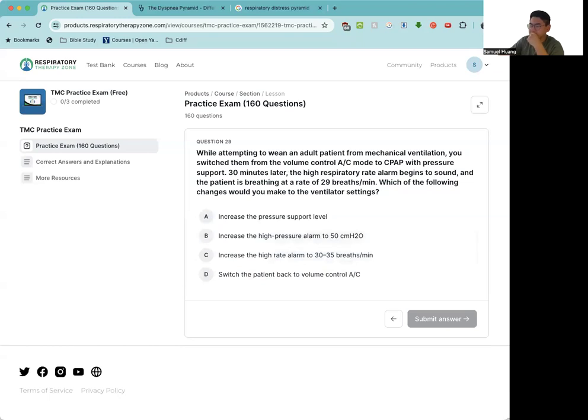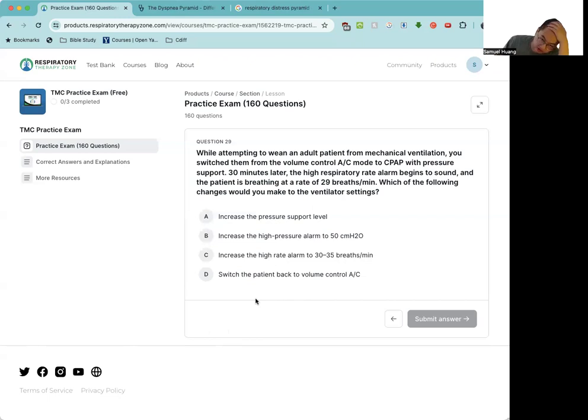All right, wean an adult patient from mechanical ventilation, switch them from AC mode to CPAP. So it sounds like they're trying to wean them, but then the high respiratory rate alarm sounds. That's not good. They're breathing fast now. But they're being weaned, so they probably had a little bit of stress from being switched from AC mode to CPAP mode. So I think 30 to 35 is generally tolerable.